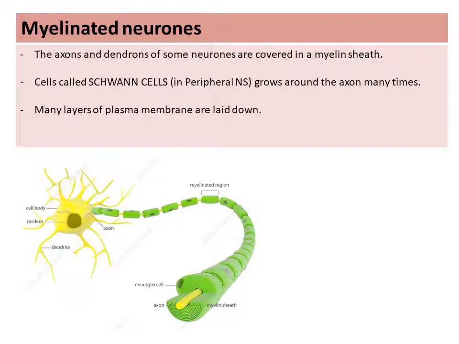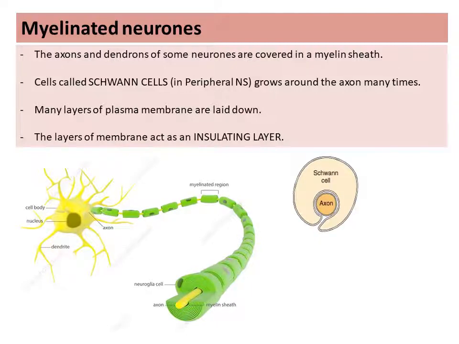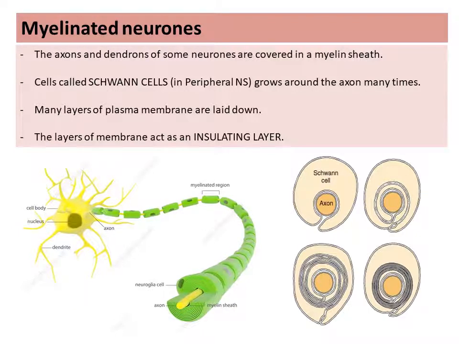You get many layers then of this plasma membrane laid down, and this creates the insulating layer. So here we have the axon in the centre, and we can see we've got a Schwann cell which is surrounding the axon. And if we look at the next stage, what we can see is that that cell has now wrapped itself right round and is about to wrap itself round again. So what we can see now is we've actually got not just one layer of cells surrounding the axon, we've got a couple of layers of the cell, and this process carries on until eventually you end up with many layers of this cell.